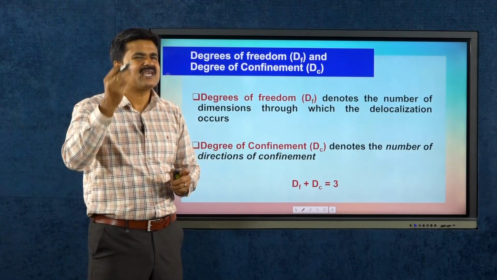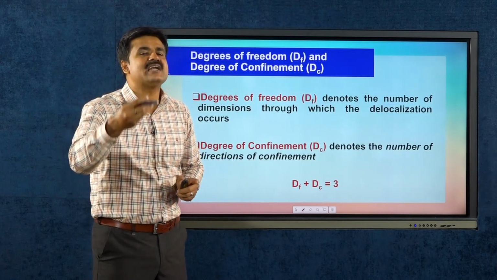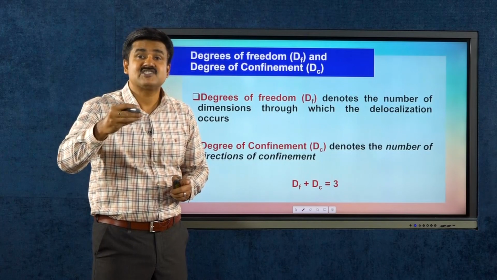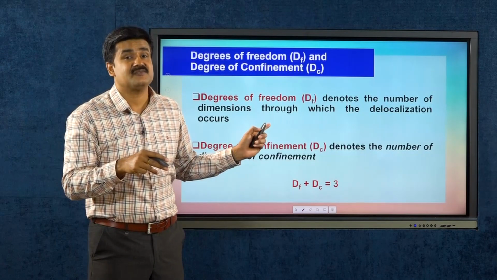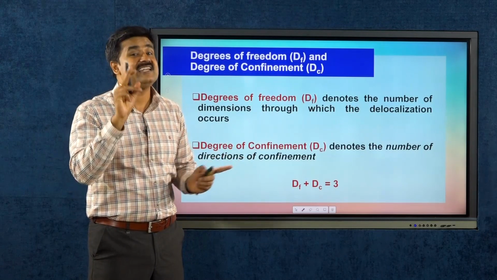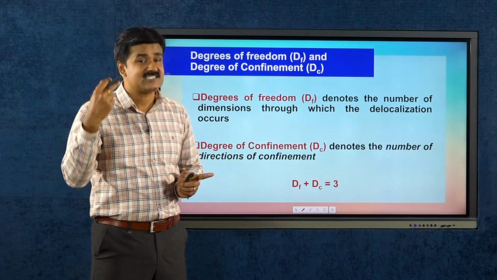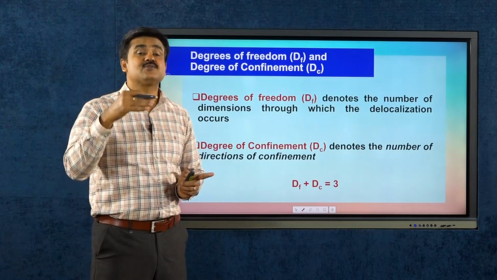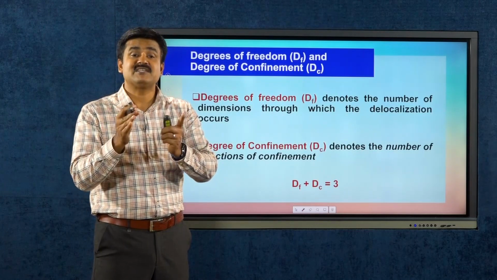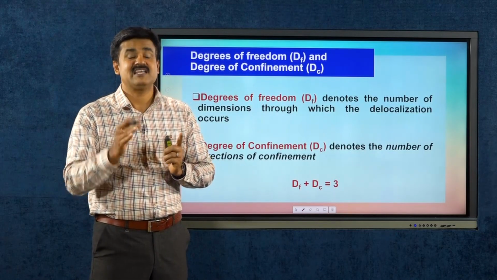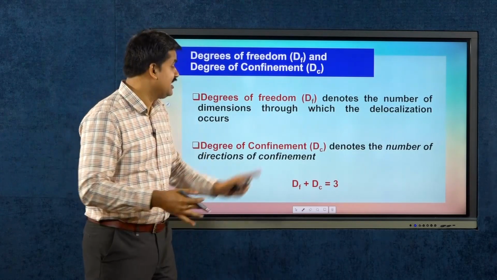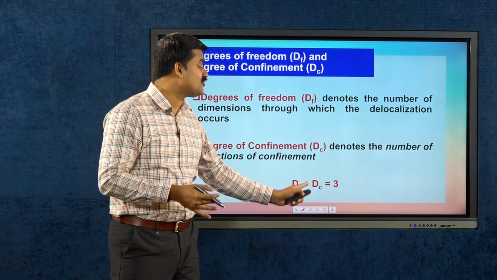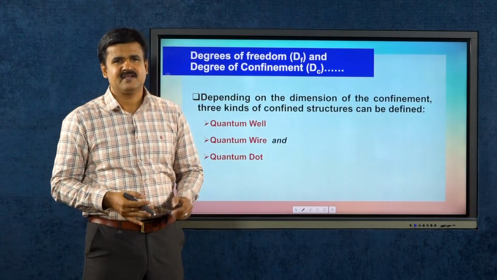So, simply you can remember like this. Degrees of freedom means number of dimensions outside nano. It is given by the number in the classification. In 1D nanomaterial, it is 1. In 2D nanomaterial, it is 2. So, degrees of confinement is the dimension inside the nano. That is obtained by subtracting degrees of freedom from 3, because degrees of freedom plus degrees of confinement equal to 3.